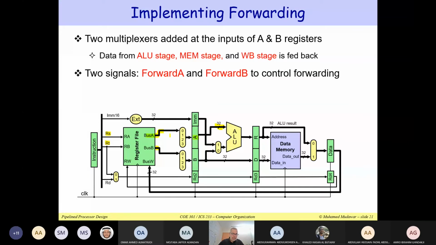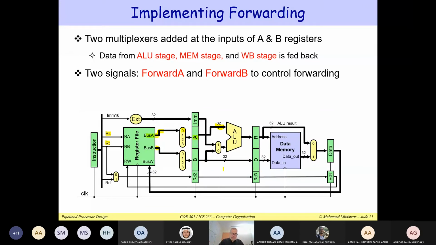Now, if there is no forwarding, notice that here I have a multiplexer. It has 4 inputs. I will tell you why we have 4. This is a 4-to-1 mux. Input 0 means that there is no forwarding. We just take the value on bus A, which is my first input A, and use it in the next cycle to execute. The same thing here for bus B.